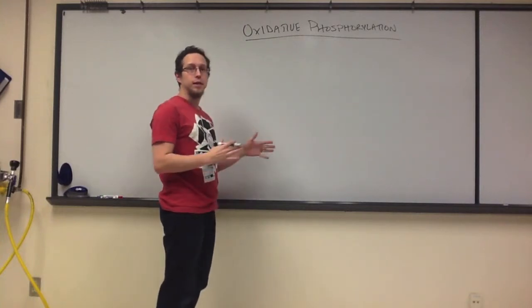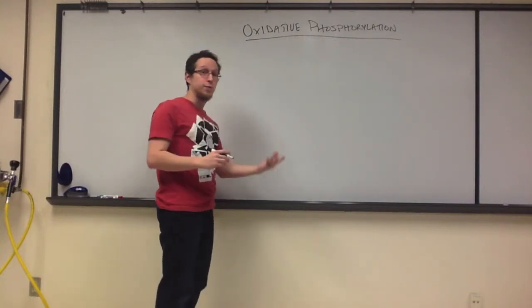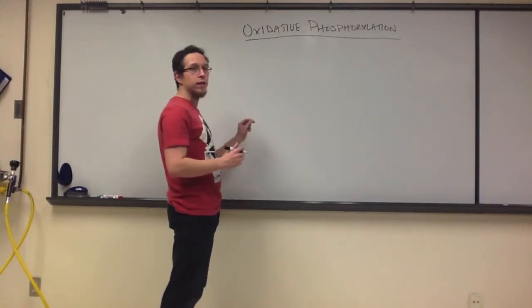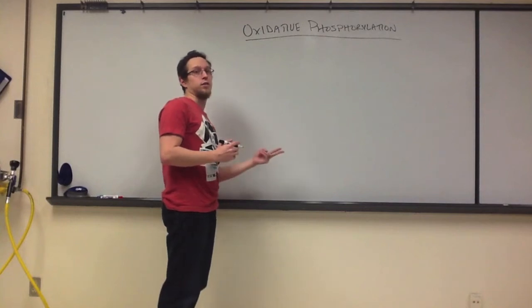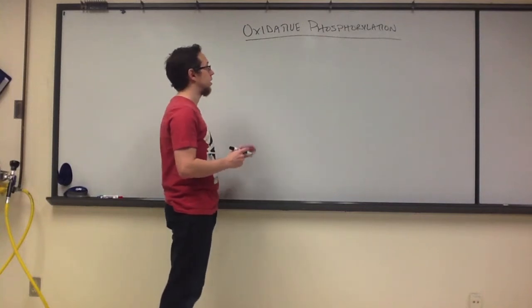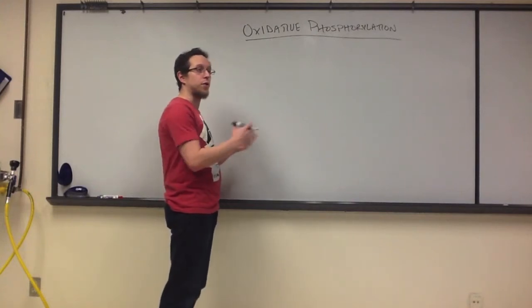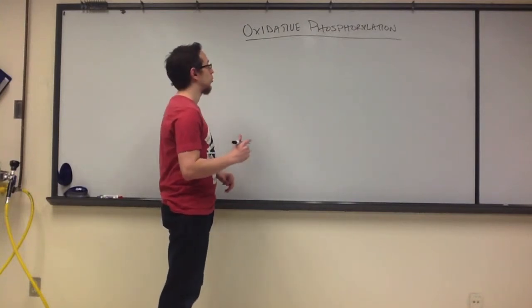The first being the electron transport chain, and that's where we're finally going to use those NADHs and FADH2s that were made during glycolysis, the oxidation of pyruvate, and the citric acid cycle. And the second process is chemiosmosis, that is, using a proton gradient to perform cellular work.